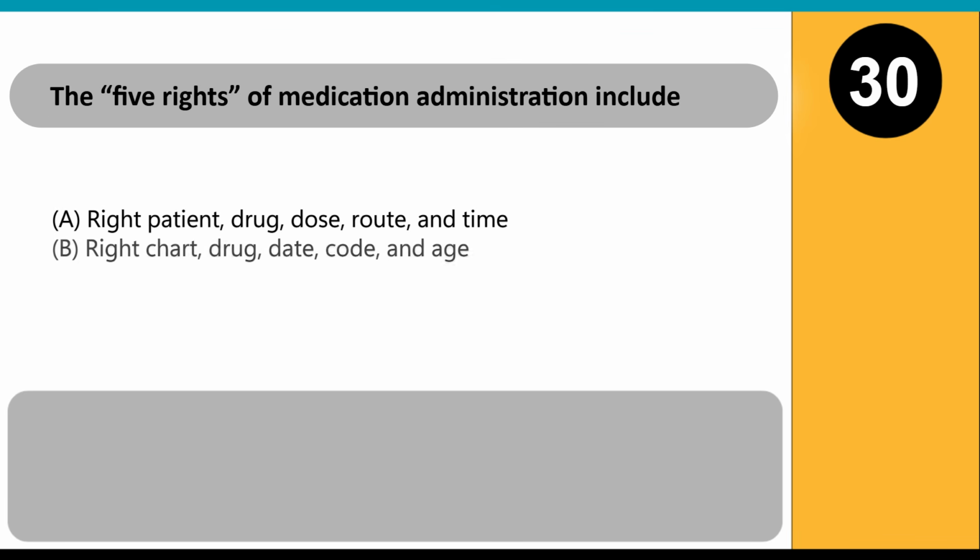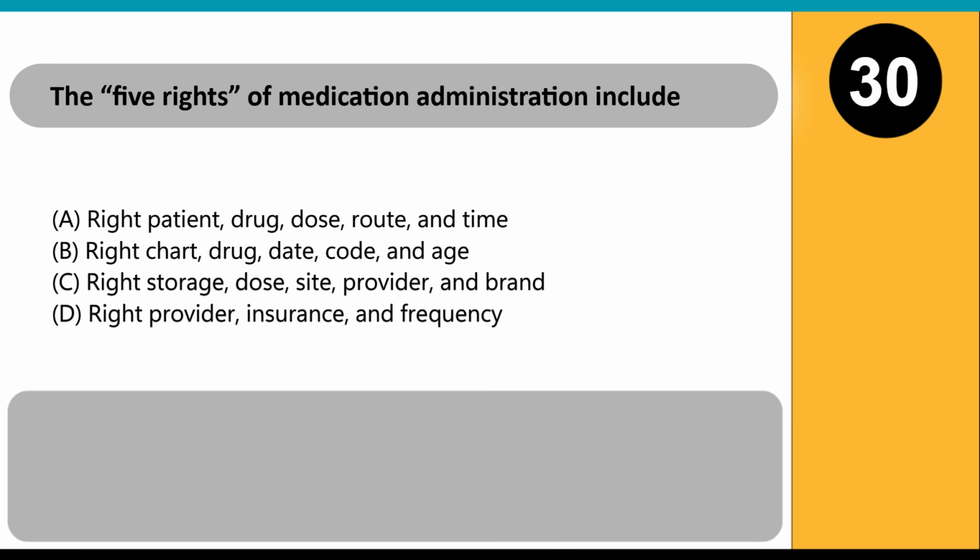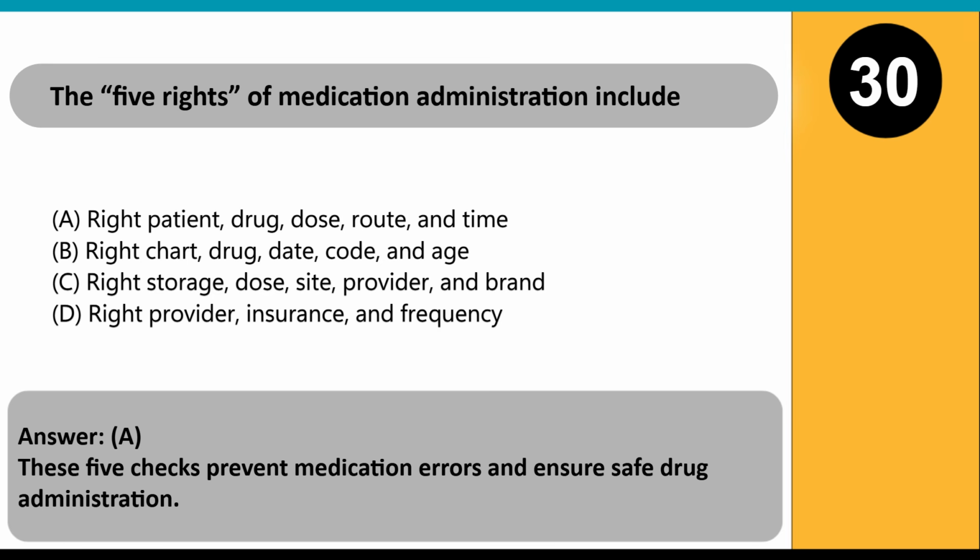The 5 rights of medication administration include A. Right patient, drug, dose, route, and time. B. Right chart, drug, date, code, and age. C. Right storage, dose, site, provider, and brand. D. Right provider, insurance, and frequency. Answer, A. These 5 checks prevent medication errors and ensure safe drug administration.